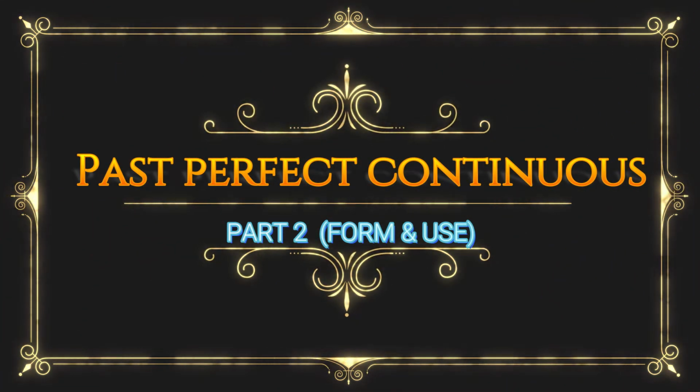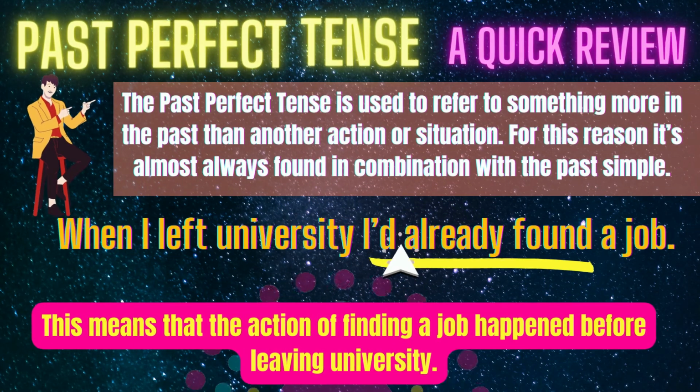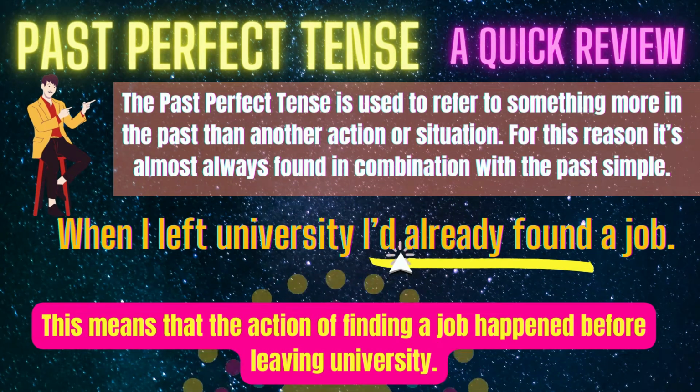Now, before we move forward with our topic for today, let's take a quick review of past perfect tense. The past perfect tense is used to refer to something more in the past than another action or situation. For this reason, it's almost always found in combination with the past simple, just like the following example. When I left university, I'd already found a job. This means that the action of finding a job happened before leaving university.